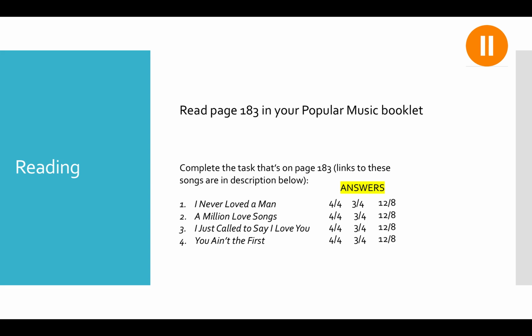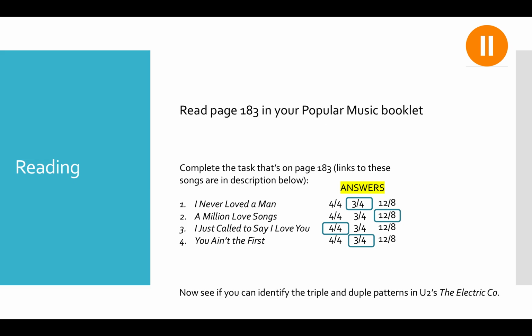Okay, let's see if you got these ones right. Swap pens, and here come the answers. If you got one wrong or you're unsure of some of these answers, now that you know them, go back and listen to the songs again and see if you can clap along or conduct in 3, 12/8, or in 4.